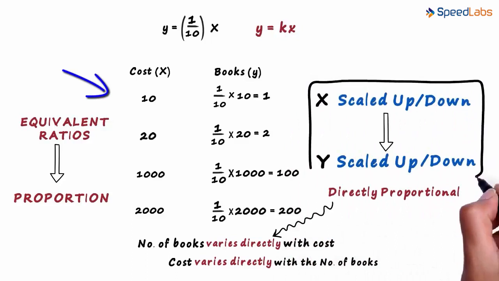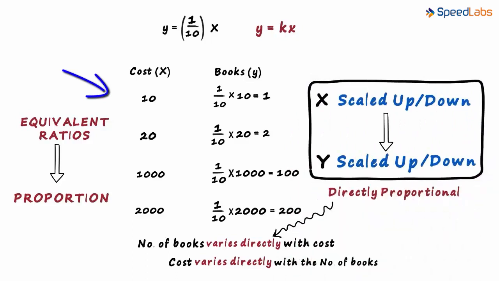This table tells us pretty much everything about direct variation. If one quantity is scaled up by a factor, then the other is also scaled up by the same factor. And if one is scaled down, the other is scaled down by the same factor. In this case, both quantities are said to be directly proportional to each other.